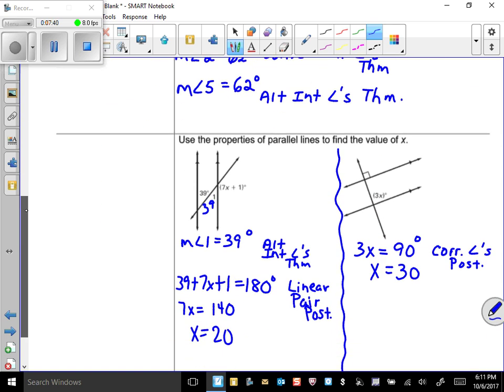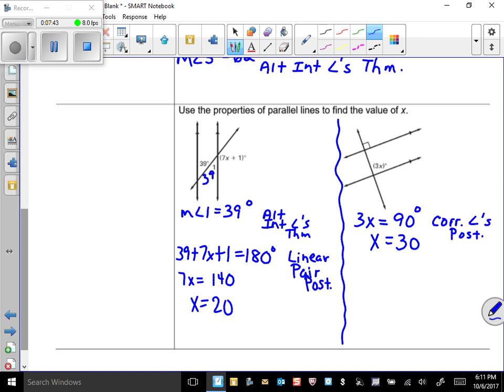And then down here, two more problems. Use the properties of parallel lines and what we know about the angle pairs to find the value of x. So I know that angle 1 is congruent to 39 because those are alternate interior angles, and then I use the fact that 1 and this other angle here are a linear pair to know that they're supplementary, and I solved that. I got x equals 20, and here we have this angle and this one, which I know is a right angle, are congruent because they're corresponding angles. Therefore, when I set 3x equal to 90, I get x equals 30.